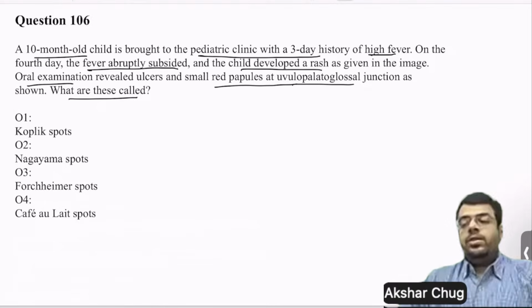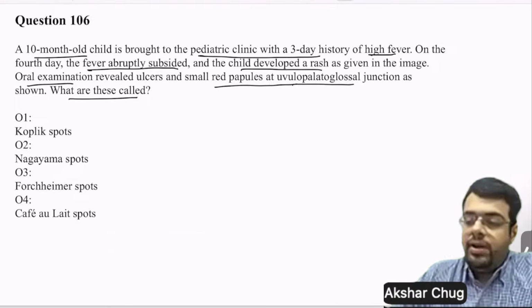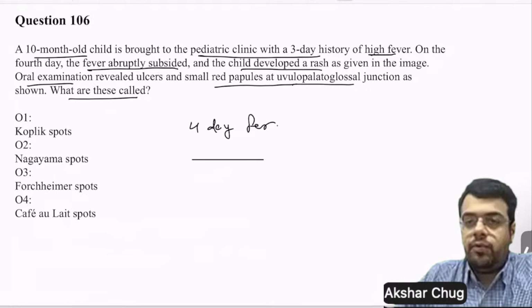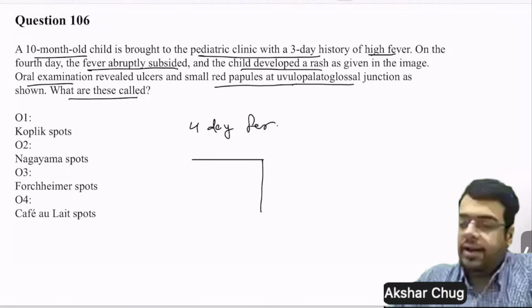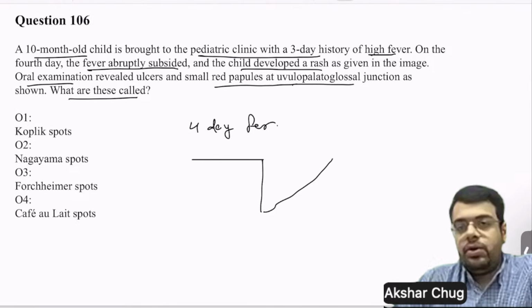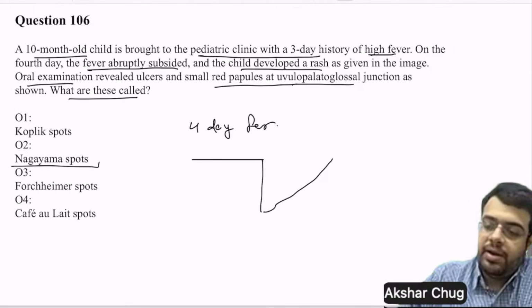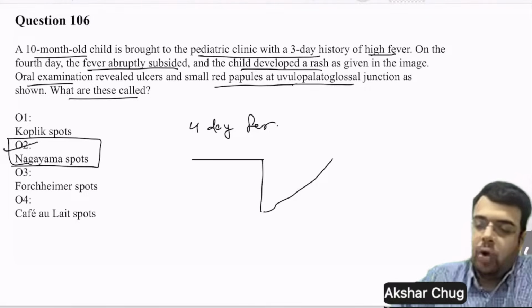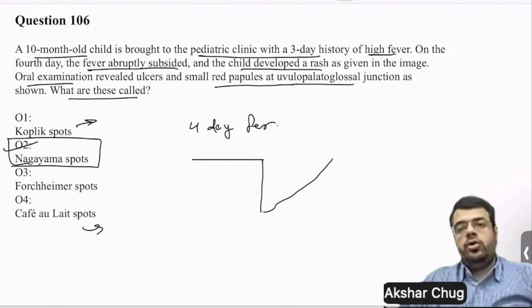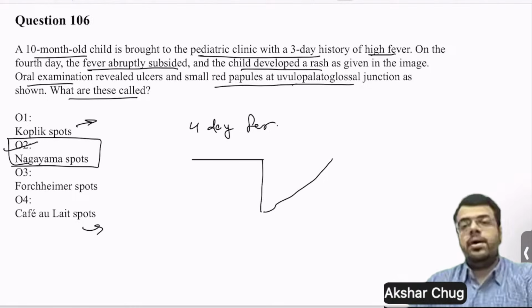It is roseola, also known as the 4-day fever, in which the patient presents with high-grade fever for 4 days, followed by an abrupt reduction in fever, and then the rash appears. So this is the classical history given in roseola. In roseola, we can see Nagayama spots. Koplik spots are seen in measles. Café-au-lait macules are seen in neurofibromatosis and also McCune-Albright syndrome.